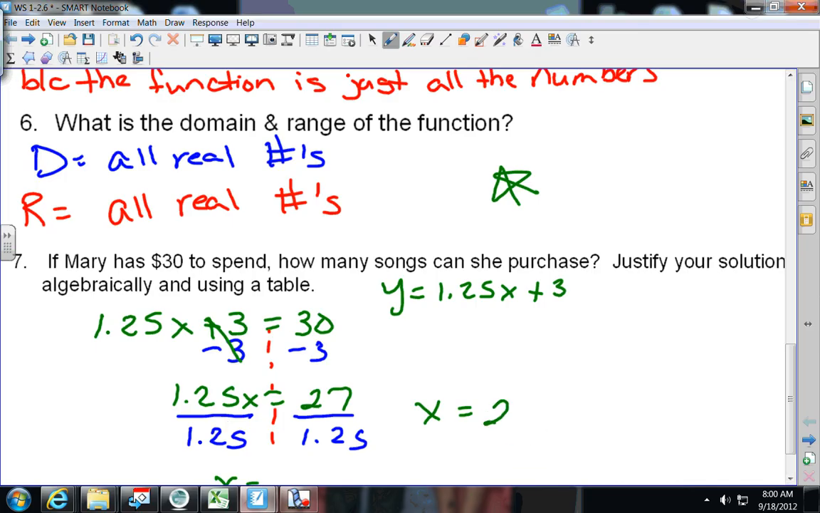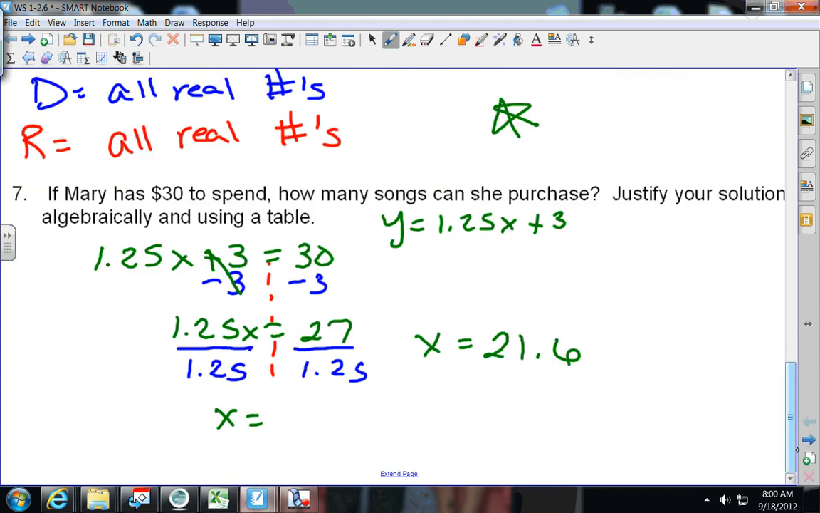Okay, so you said it was 21.6. Now, let's talk about reasonableness. How many songs can I download? Why can't I download 0.6? It's not continuous. You have to do a whole number. And if I went up to 22, it's more than $30, right?